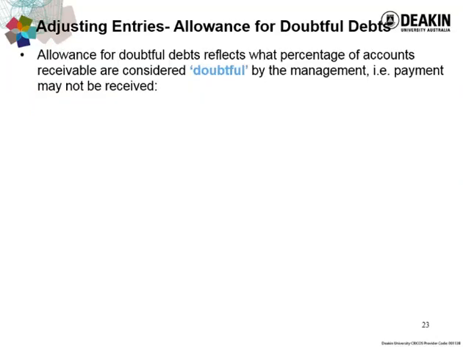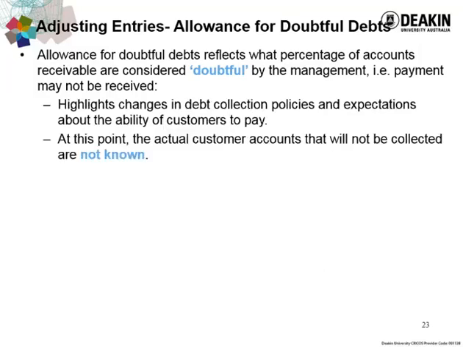In the next 2 slides, we will briefly look at allowance for doubtful debts and depreciation. They will be covered in greater detail in later weeks. We will also recognize bad and doubtful debts at balance day if we apply the allowance method. Bad and doubtful debts reveal what percentage of accounts receivable are considered doubtful or not able to be collected by the management because customers may default on their payment. Note that the customers have not defaulted. It is just an estimate of how much receivables may not be collected.